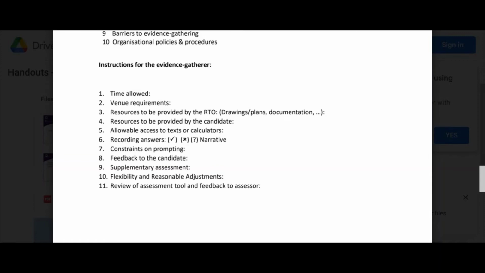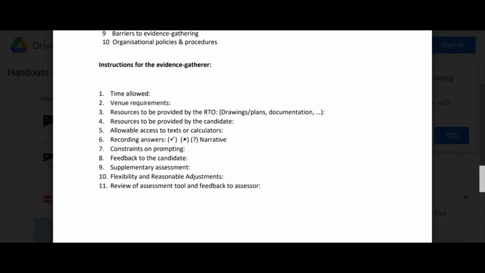Feedback to the candidate: how quickly after the assessment do they get feedback? Can they get feedback as they go through, or feedback at the end? What sort of feedback is legitimate? Supplementary assessment, how's that done? You'll see in some that they say, if they're not successful, they can redo the assessment within 2 days. Do they have to redo the whole assessment, or just the bits they got wrong?